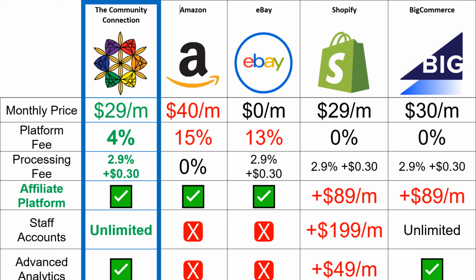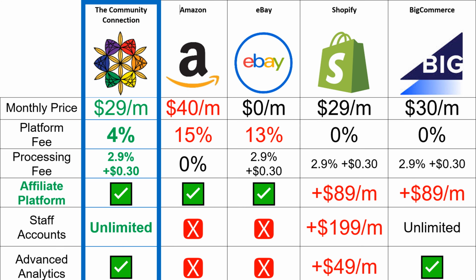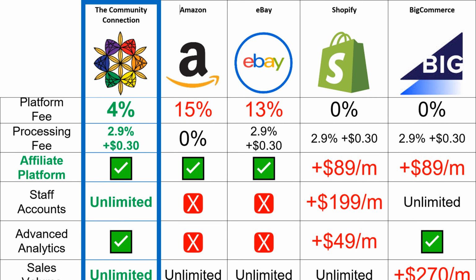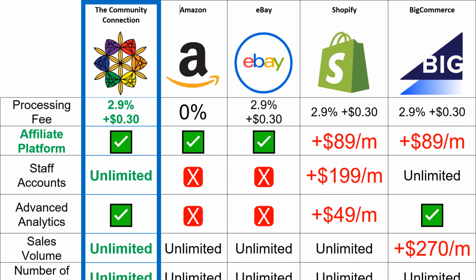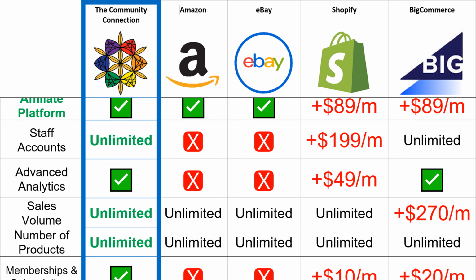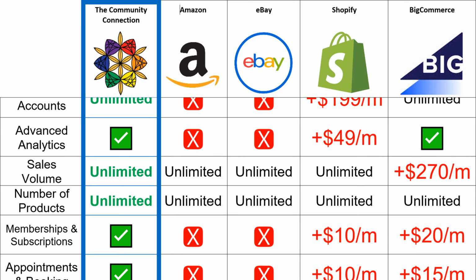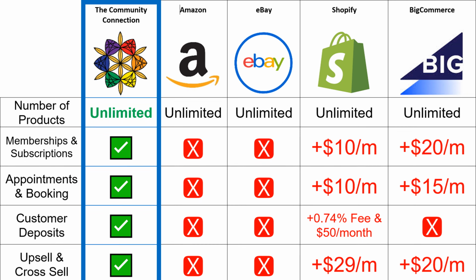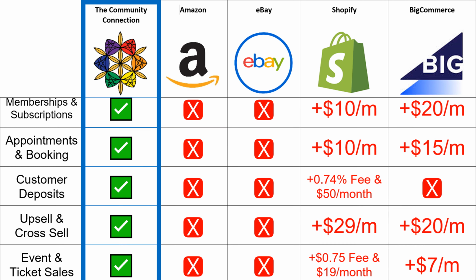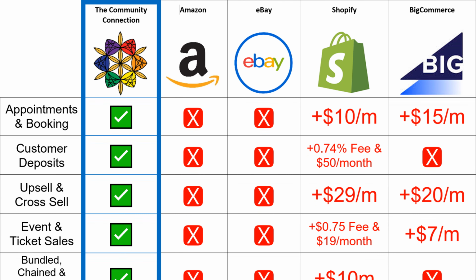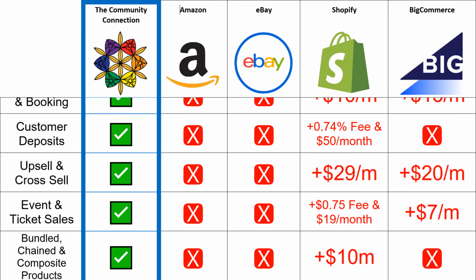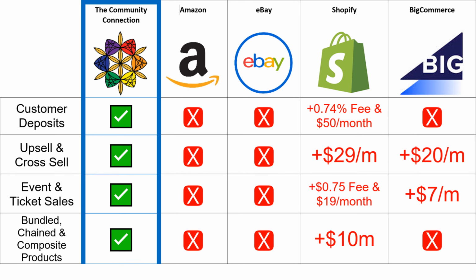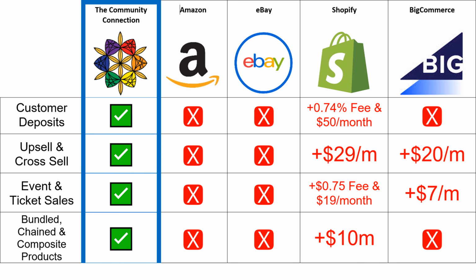Unlike our competitors, such as Amazon, eBay, and Shopify, our service is affordable, gives you a powerful affiliate program at no extra cost, allows you to have unlimited staff members, sales volume, and products, provides advanced analytics to track your customers and sales, gives you the ability to offer memberships, subscriptions, appointments, customer deposits, upsells and cross-sells, tickets for events, product bundles, chained and composite products.